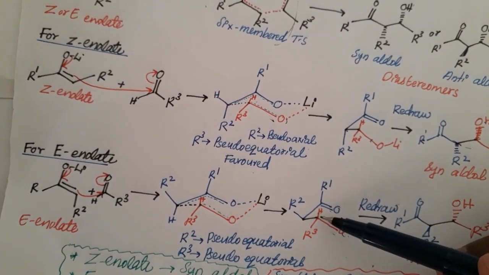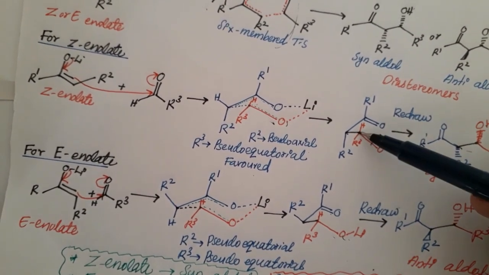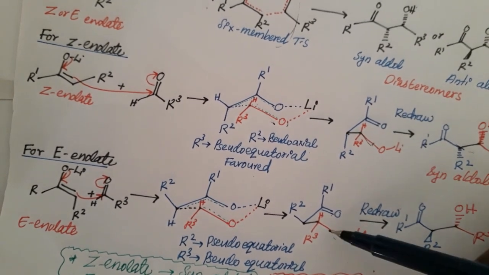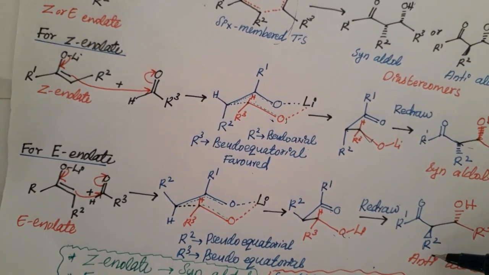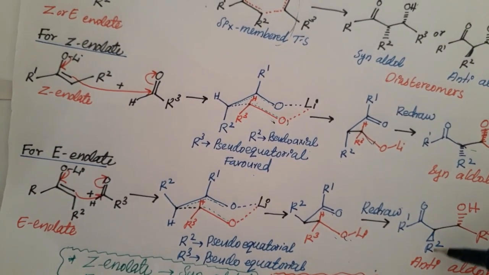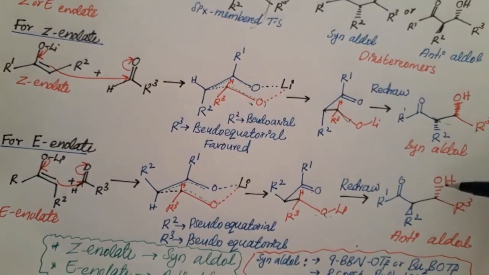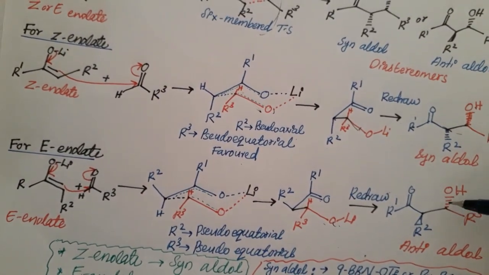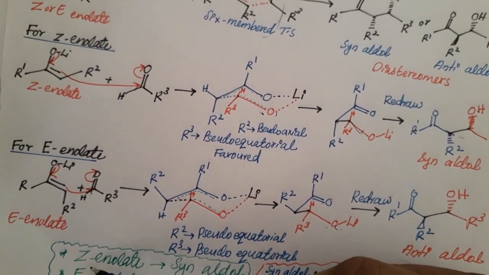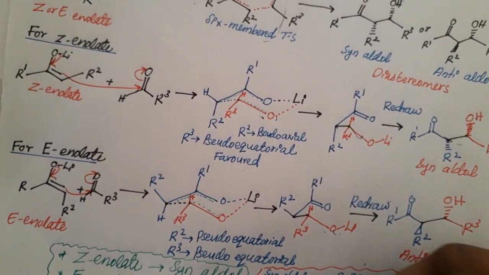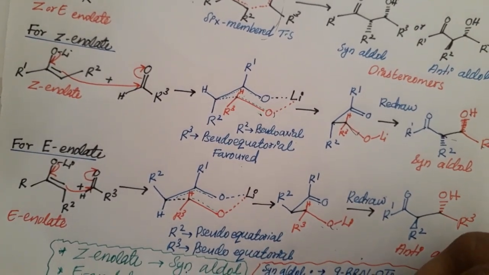Okay, and what about OH? Here OH is pointing downward. In the earlier case it was also pointing downward, so it should be in dash. Now what is the stereochemistry? It is anti-aldol, that is, R2 is upward, OH is downward. So the summary is that if we are dealing with the Z-enolate, the Z-enolate gives you syn-aldol. If you are dealing with the E-enolate, the E-enolate gives you anti-aldol.